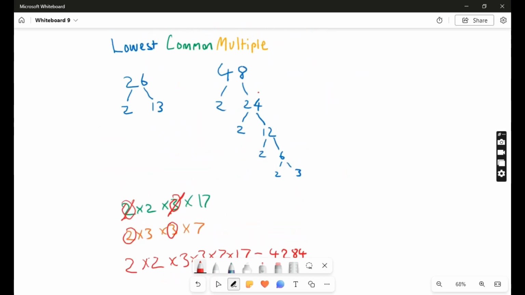So when trying to find the lowest common multiple of a number, I need to break it down into its prime factors. For any duplicate numbers, I cancel out one of my numbers, and then I multiply the remaining numbers together to find my lowest common multiple.